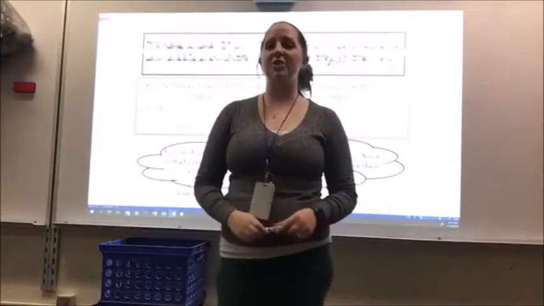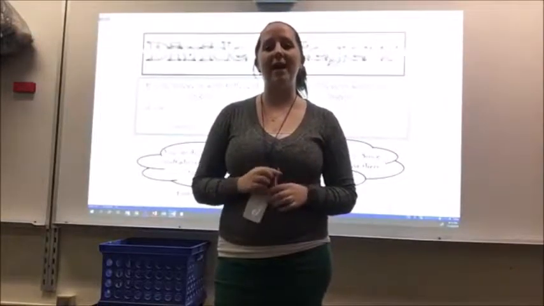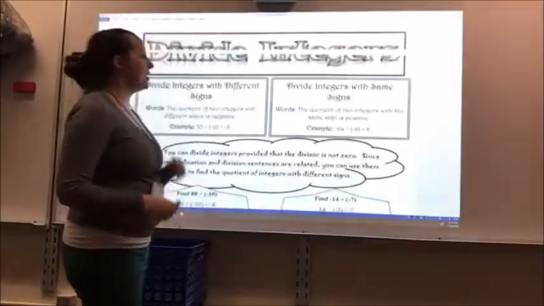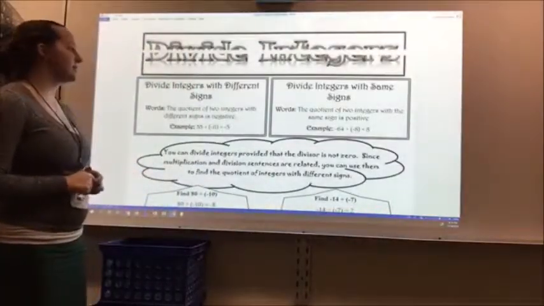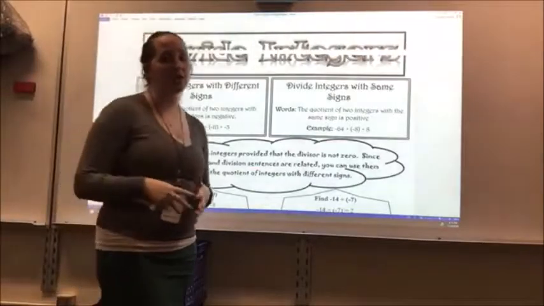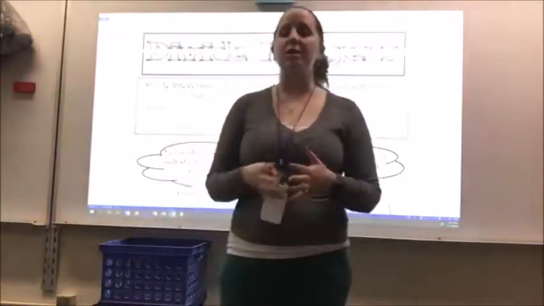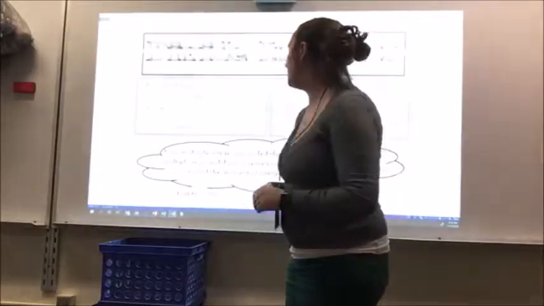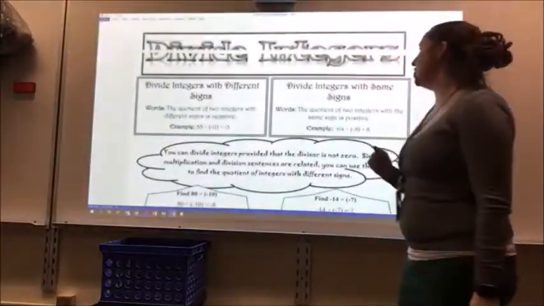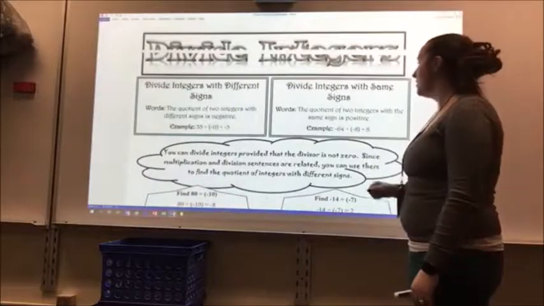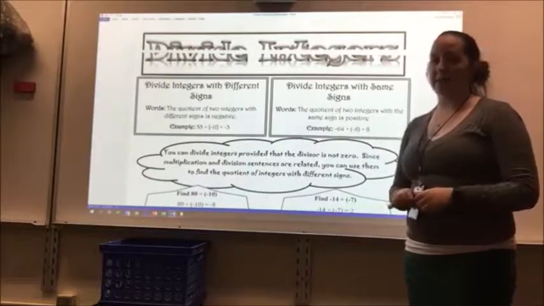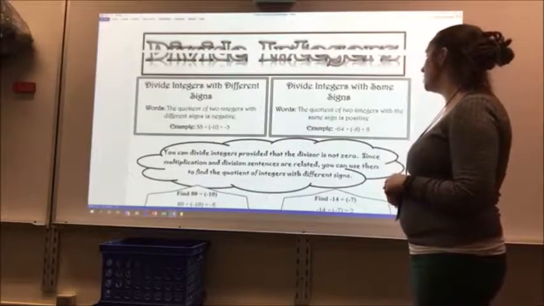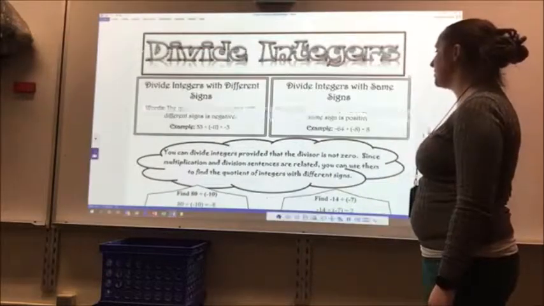All right, this is Chapter 2, Lesson 5, Divide Integers. So, if I divide integers with different signs, just like I did with multiplication, the quotient is going to be negative. So, different signs, they're negative, okay? If I'm dividing integers with the same sign, they're going to be positive. So, two negatives make a positive, two positives make a positive. Okay, quotient of two integers with the same sign is positive.